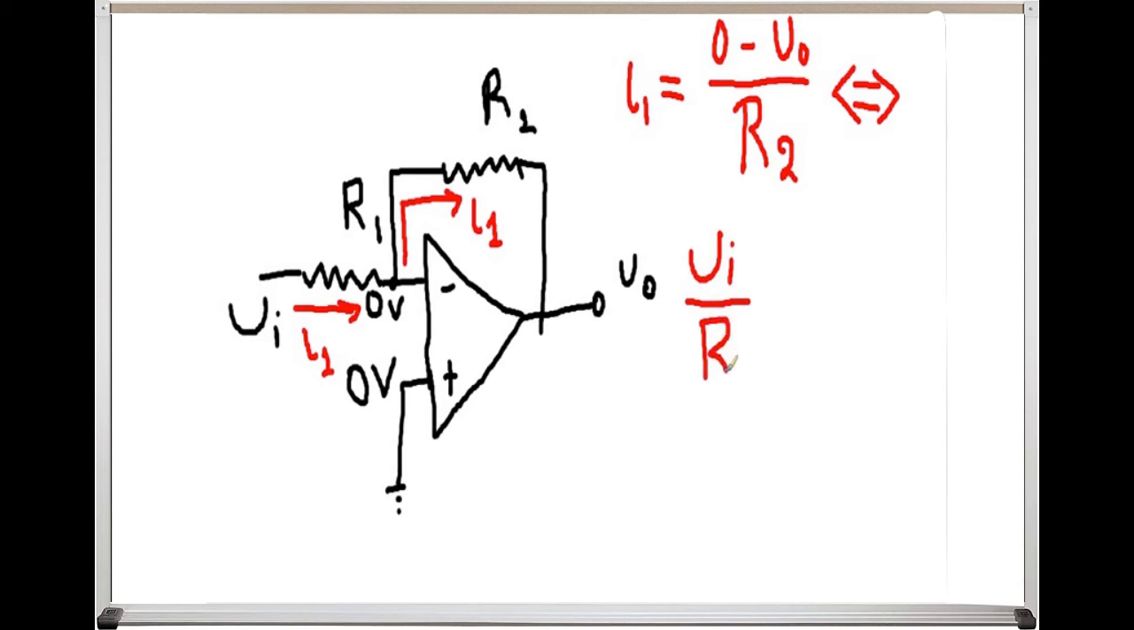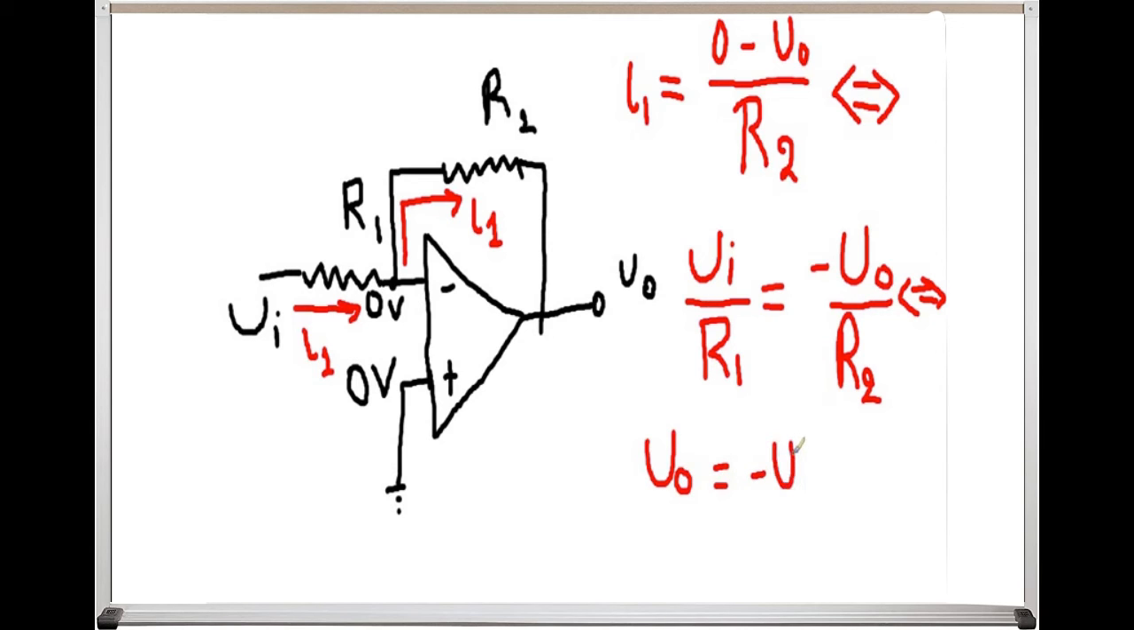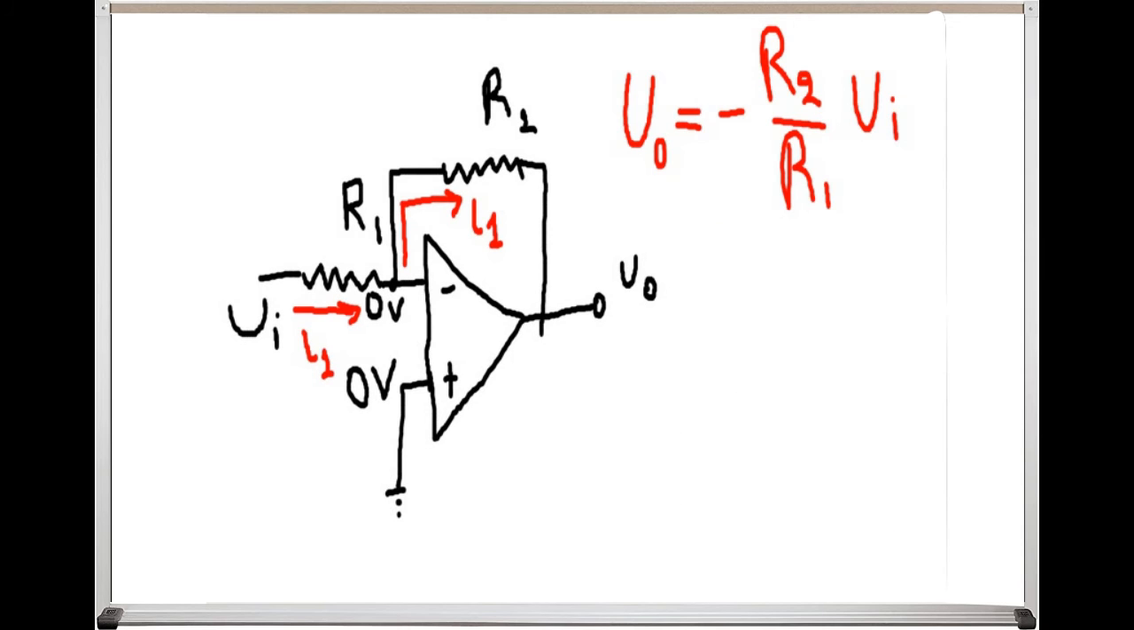We already know though that I1 is equal to V in divided by R1. So V in divided by R1 is thus equal to minus V out divided by R2, and therefore V out is minus V in times R2 divided by R1. This equation can be used when we have an inverting configuration, and usually it doesn't have to be proven.